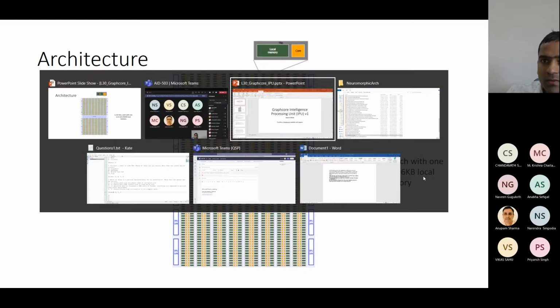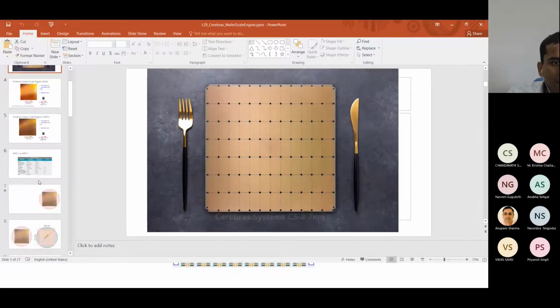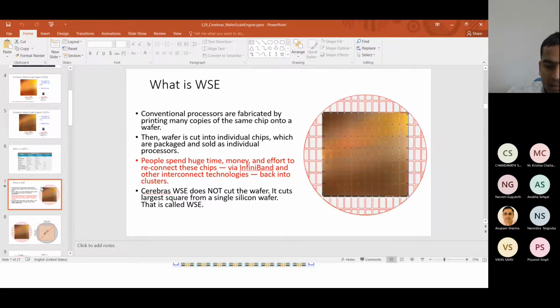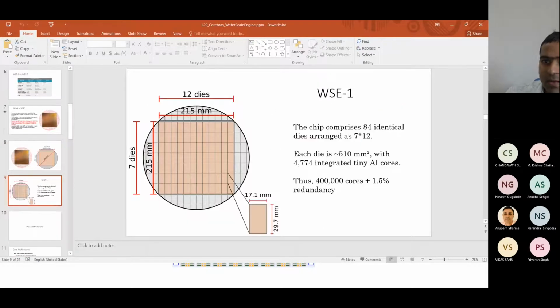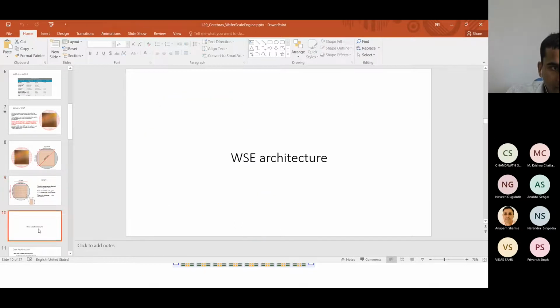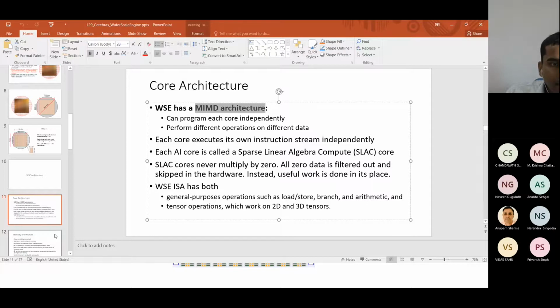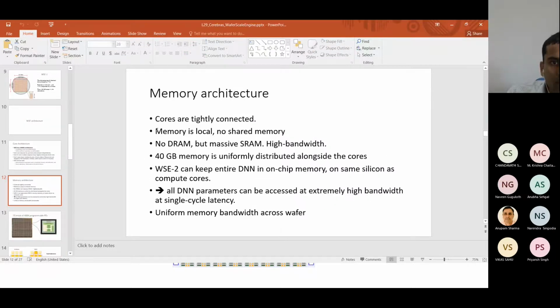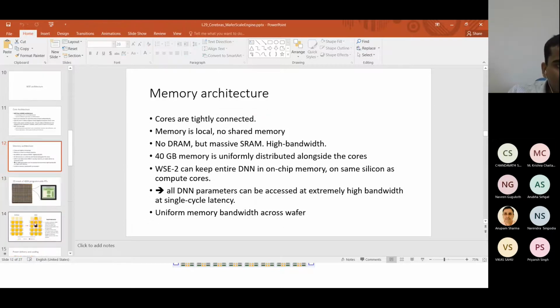So let us also open Cerebras. Let us compare it with Cerebras. Now Cerebras has so many cores, like 4 lakh cores. Now what was the architecture? It has MIMD architecture. Memory is local. There is no shared memory, right? So this one also had a local memory, and it is like this.